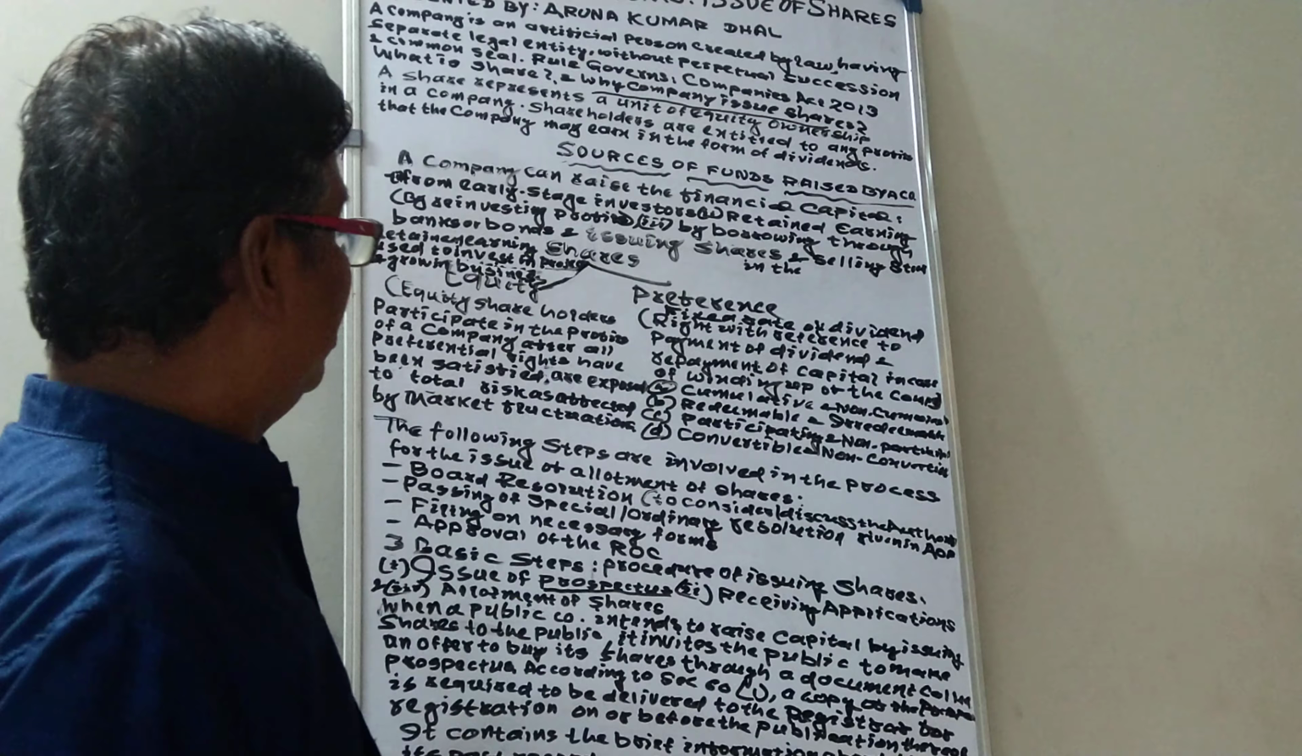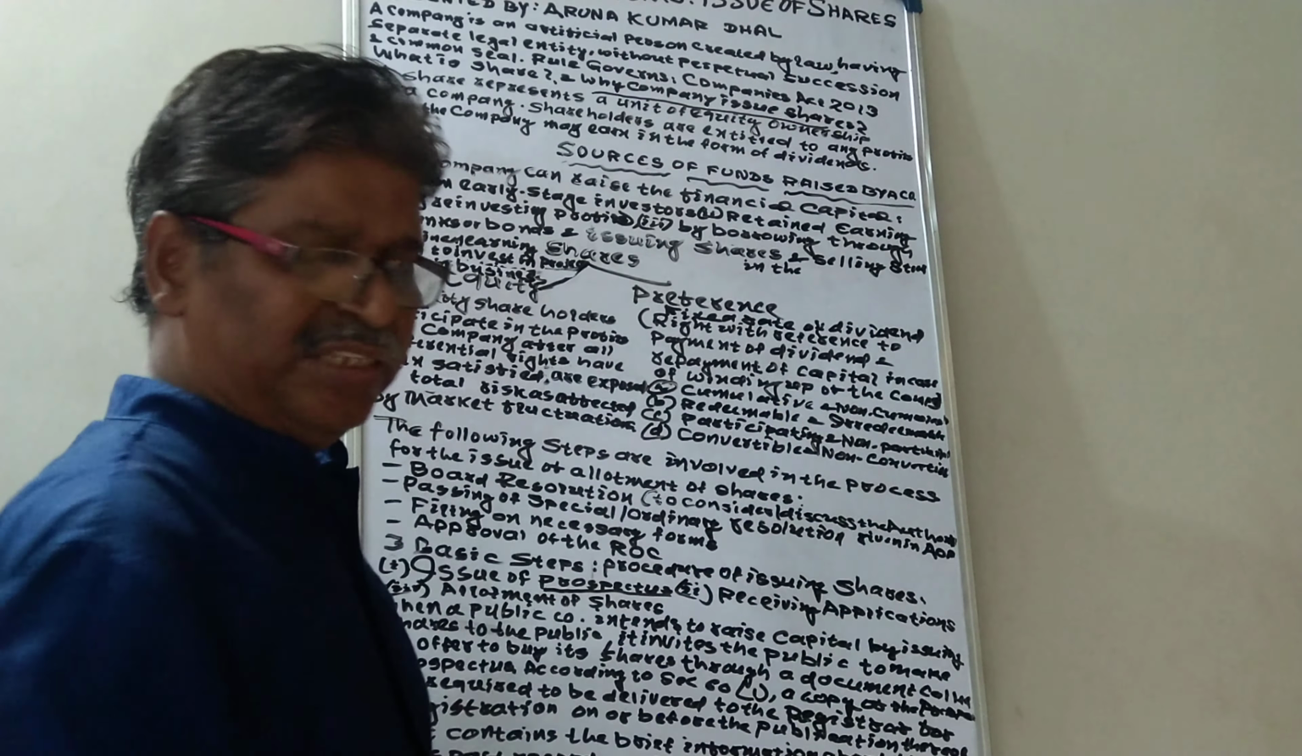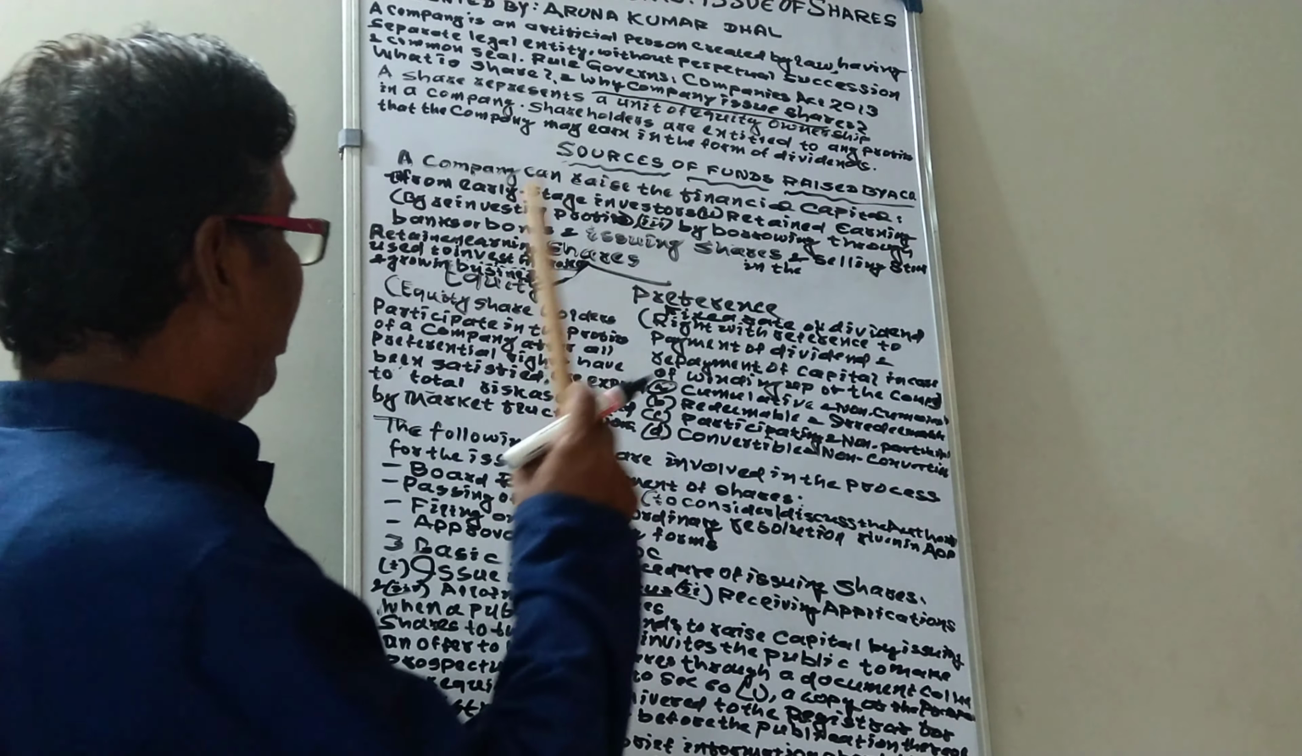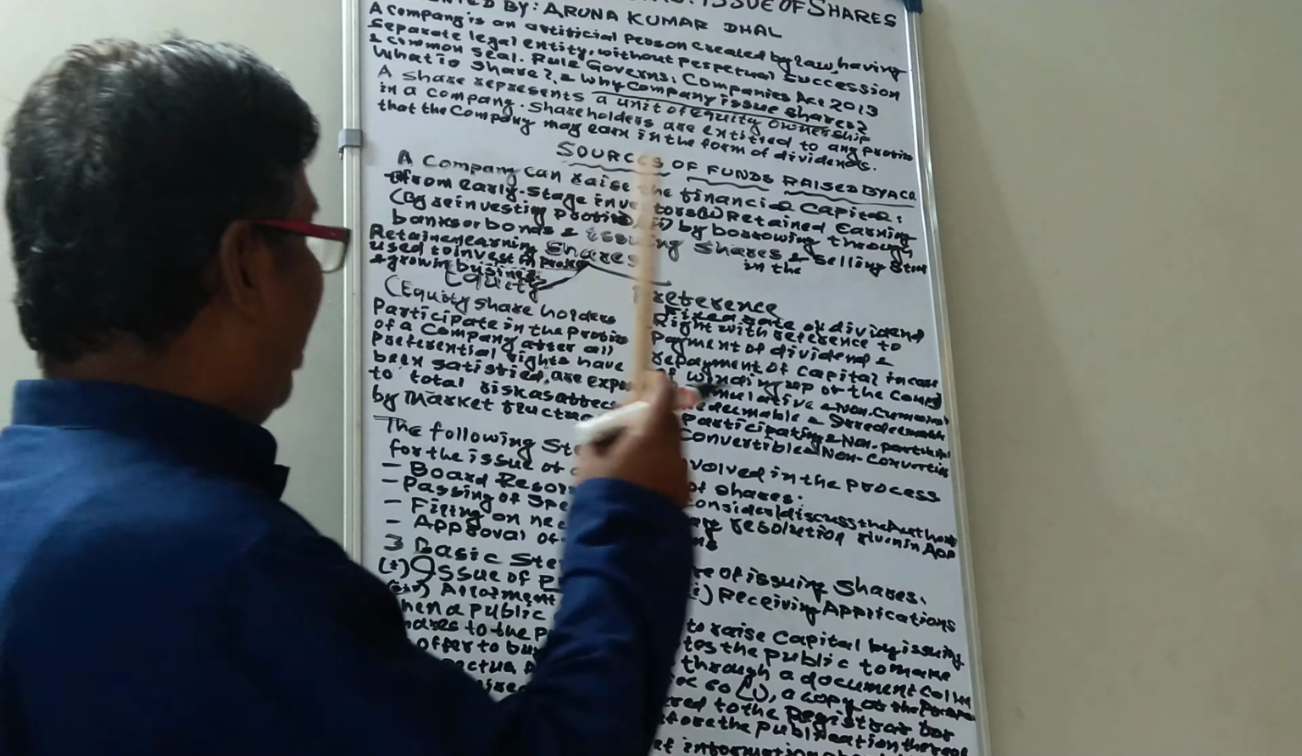Redeemable. If it is a redeemable preference share, then after, suppose, 3 years or 5 years, they will redeem, they will sell the preference share to the company and get their return. If it is irredeemable, they cannot redeem or surrender the preference share, or sell it to the company, unless the company goes into liquidation.